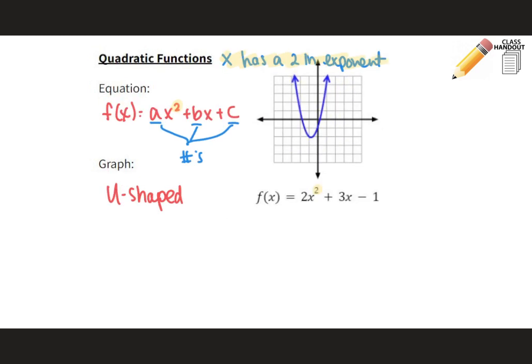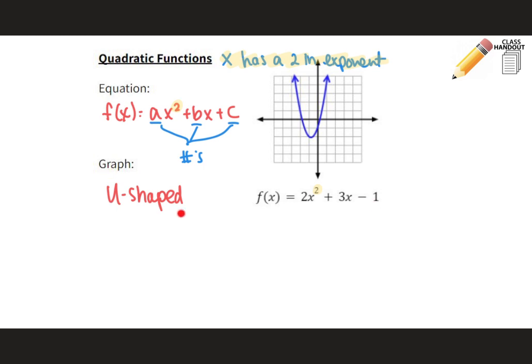For this slide, I accidentally wrote everything down without recording it, so I'm just going to talk about it. So a quadratic function has a form f of x equals ax squared plus bx plus c, where a, b, and c are going to be numbers. The way that we can remember a quadratic function is that our x has a 2 in the exponent. So looking at our example here, we have f of x equals 2x squared plus 3x minus 1.